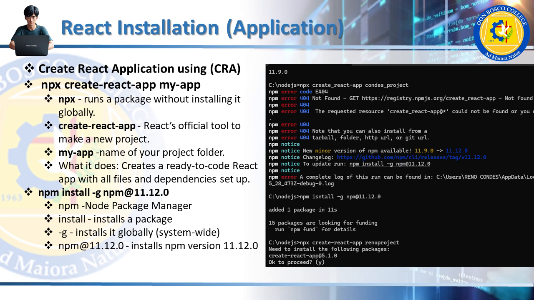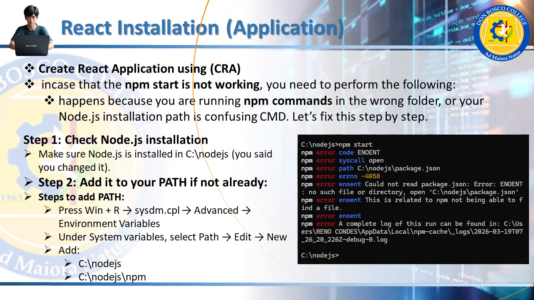For example, run npm install -g npm@11.12.0, where npm is the node package manager, install installs a package, -g installs it globally, and npm@11.12.0 specifies the version to install. In case npm start is not working, it may be because you are running npm commands in the wrong folder or your node.js installation path is confusing CMD.